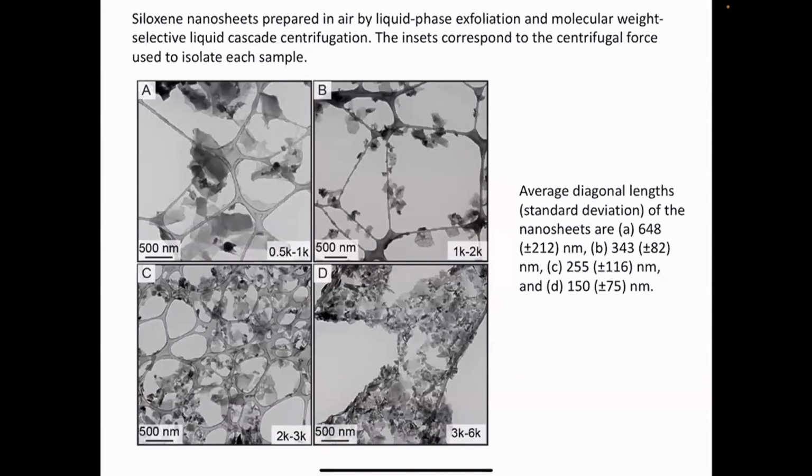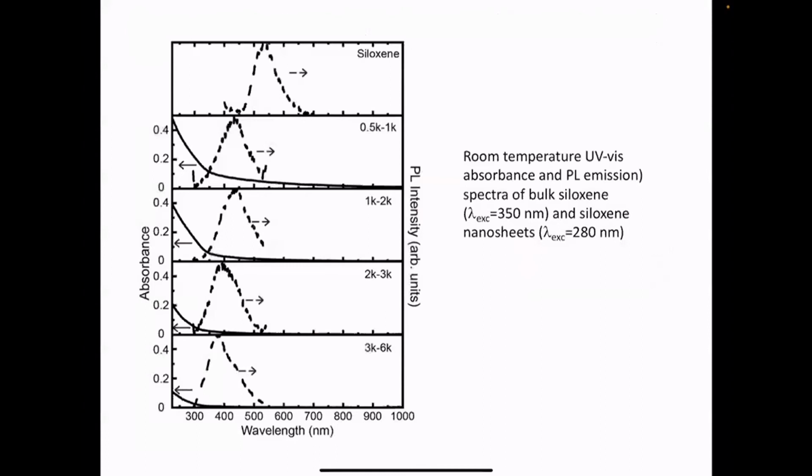When you do the sonication process, so high energy sonication to exfoliate the siloxane, you can make these sheets of varying diameter and then separate those with the liquid cascade centrifugation. And those sheets have size dependent light emission. So siloxane emits green, but these sheets emit blue light, and the smaller they are, so that 2K, 3K, that's the centrifugal speed basically. The higher that is, the smaller those sheets are that we're isolating.